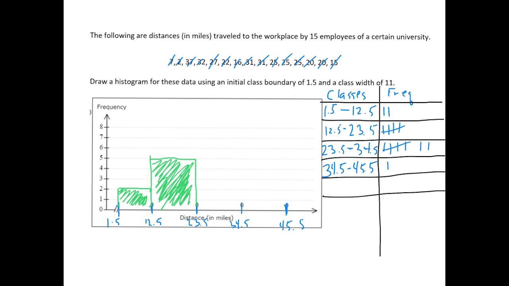Next, between 23.5 and 34.5, there are 7. So this will go up to 7. And the last one, from 34.5 to 45.5, is 1. So this just goes up to 1 right there. And there we go. There's the histogram.